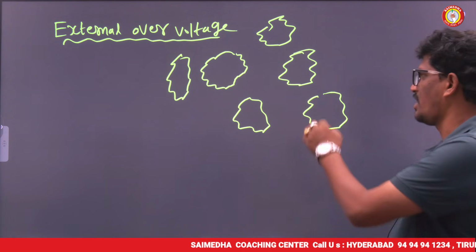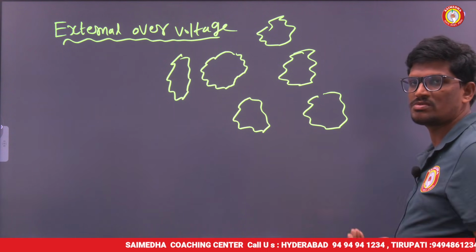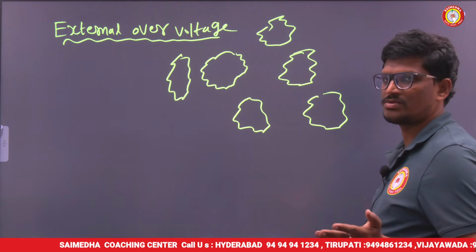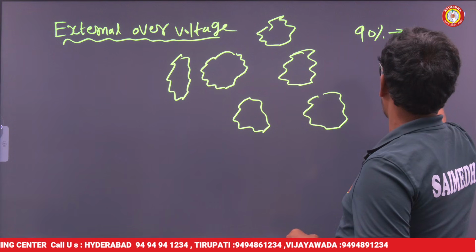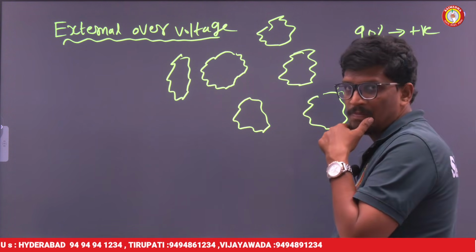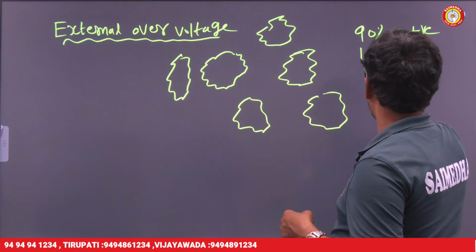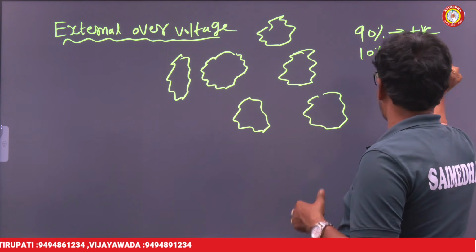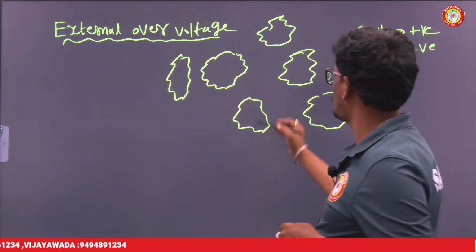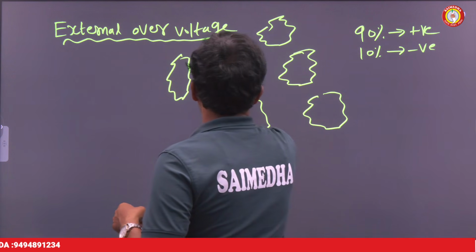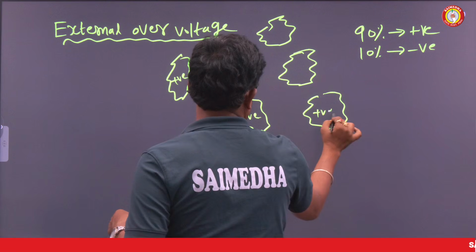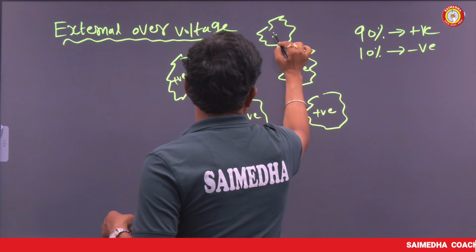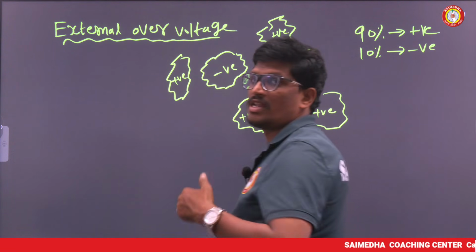Some clouds are positive in nature, but some clouds are negative in nature. But 90% of the clouds are positive charge and 10% of clouds are negative charge. This is the nature of the cloud. Suppose this one is negative but the remaining are positive charge like this. So the speed of the clouds is very high.